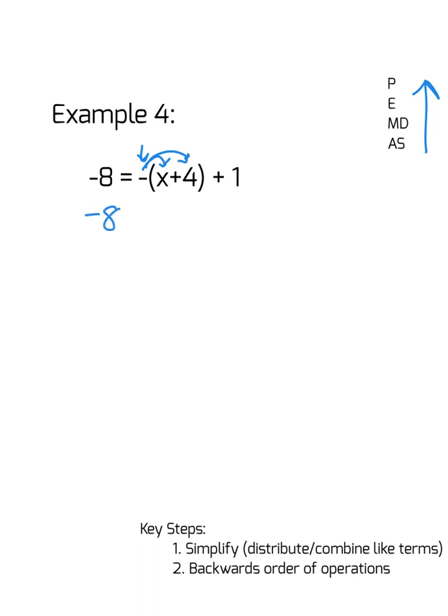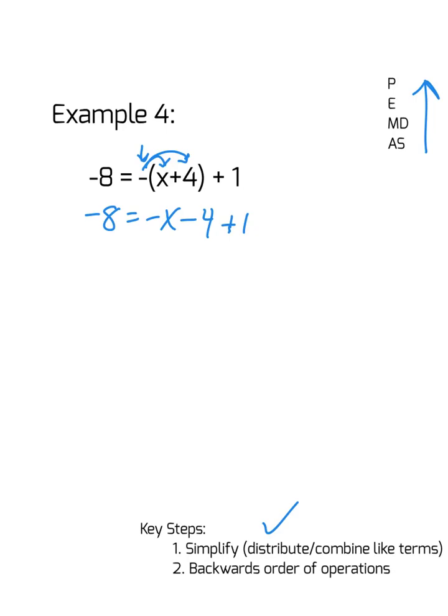I'm going to bring down my negative 8, and so this negative times x would just become negative x, same thing as negative 1x, and then negative 1 times 4 is a minus 4. And then I'm going to bring down my plus 1. I'm not going to distribute to the plus 1 because that's not in parentheses.